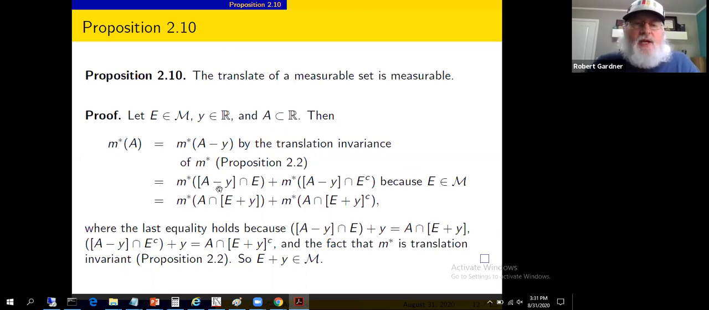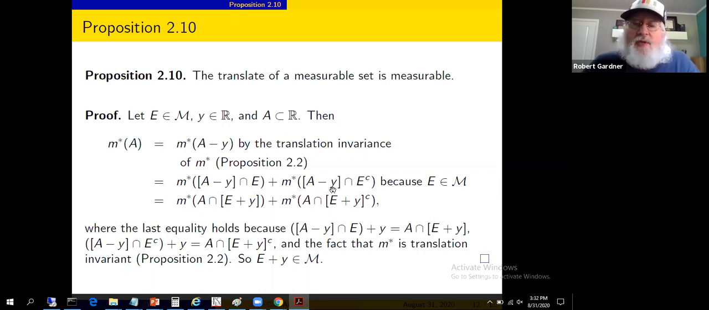I'm going to claim the outer measure of this set equals the outer measure of that set, and similarly over here, and state it as a set equality, and then try to talk you into it. Well, all we're going to do now is translate this set by an amount y. So add y to this part and this part. That's how it would interact with the intersection. Add y to A minus y to get the set A. Add y to E to get the set E plus y. Quite plausible.